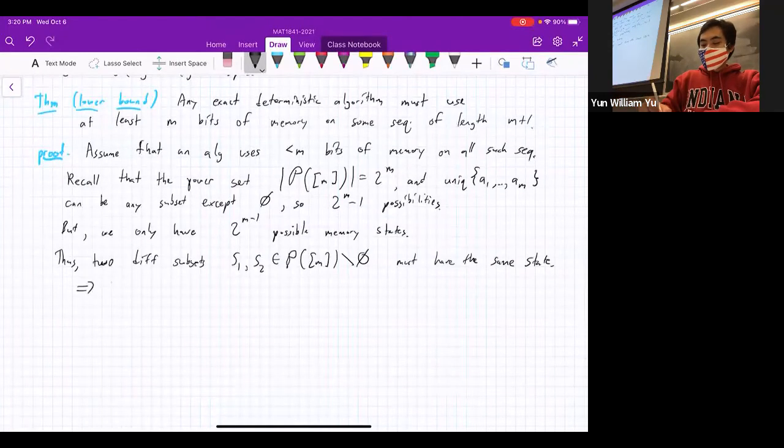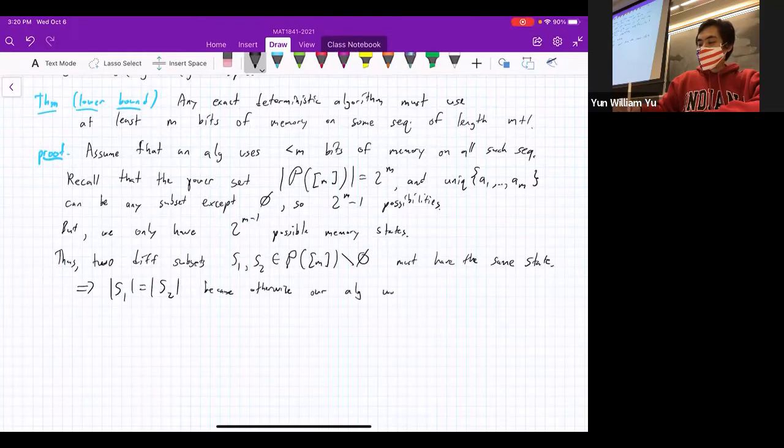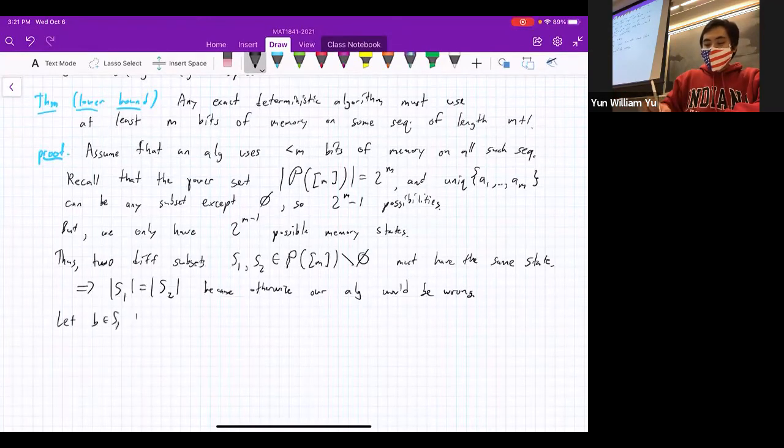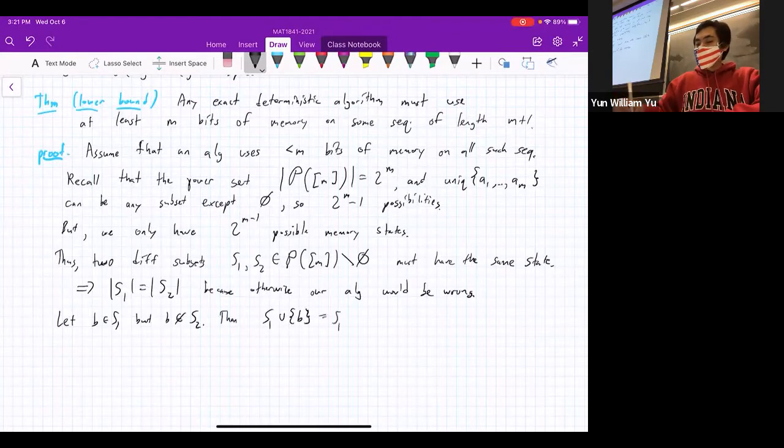So that implies, of course, that the size of S1 is equal to the size of S2, because otherwise our algorithm would be wrong. But now we have two different sets that have the same memory state and have the same size. What happens if the next item in our stream is something that's in one of the sets but not in the other? And that provides a contradiction. So let B be in S1, but not in S2. Well, S1 union B, after we add that as the next item in the stream, it's just S1.